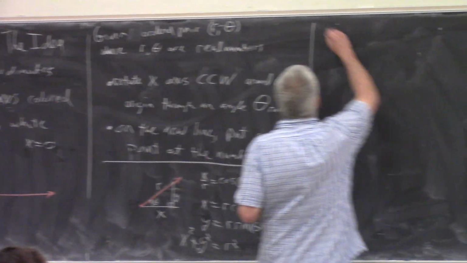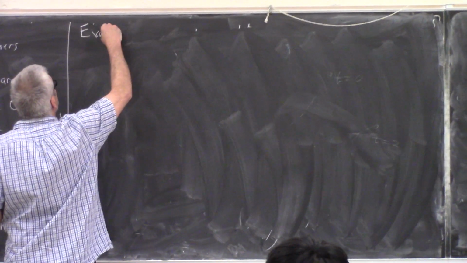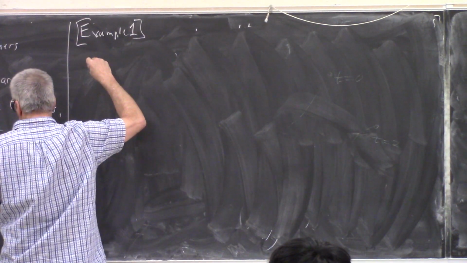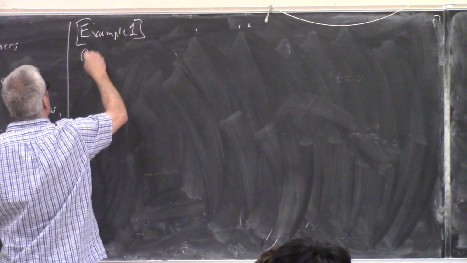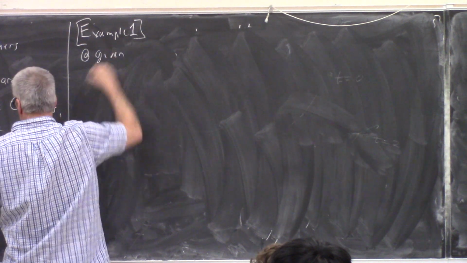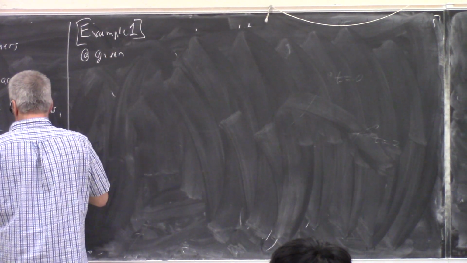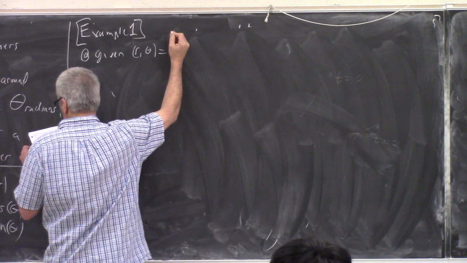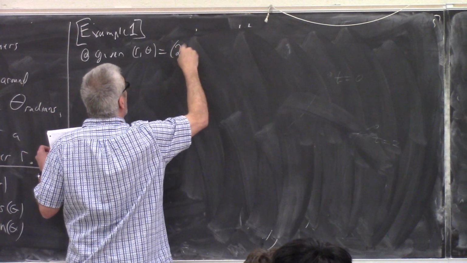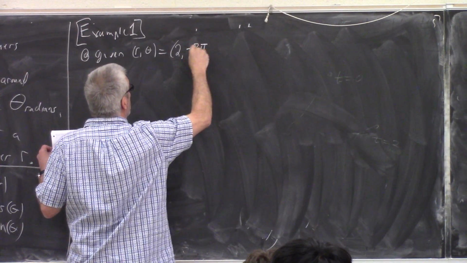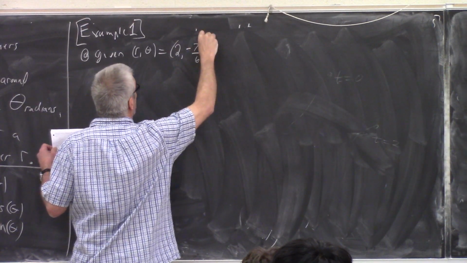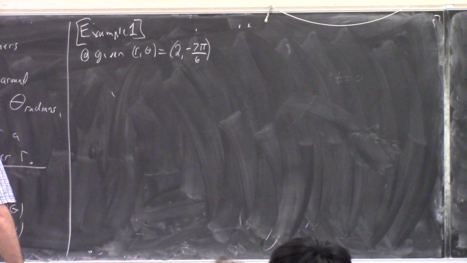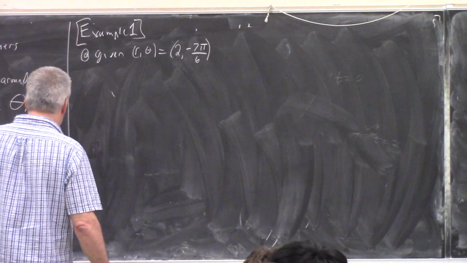So example 1. A, given (r, theta) equals 2 comma negative 7 pi over 6. That's the angle. So negative 7 pi over 6. Plot and find the Cartesian coordinates x, y.